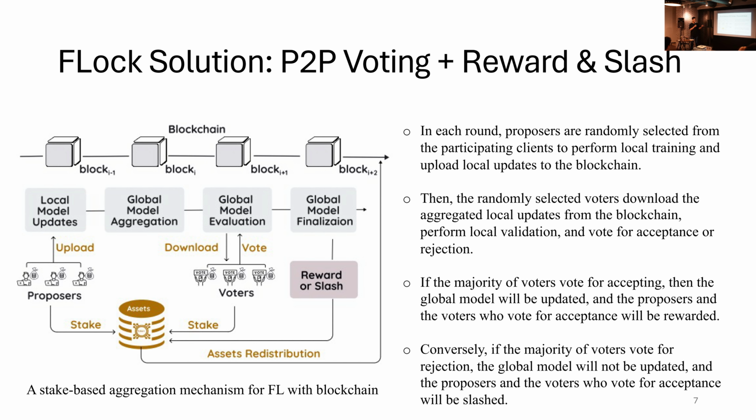Then in the third block, the voter downloads the results from the previous blocks in this local model update and starts the peer-to-peer voting mechanism to evaluate whether each trainer is acting honestly or not. If everything goes through fine, we finalize the results and then determine whether we reward or slash the participants.